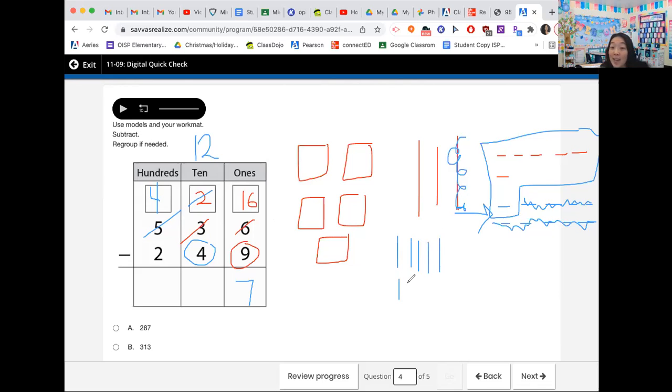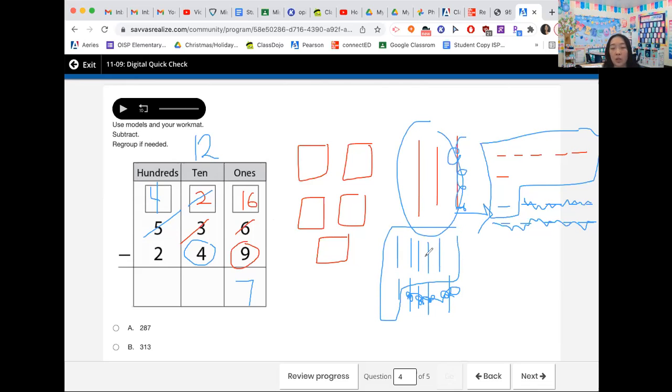What is 2 plus 10? What is 10 plus 2, boys and girls? 12. Now we can take away 4. 1, 2, 3, 4. So we have 6 blue left and we have 2 red.